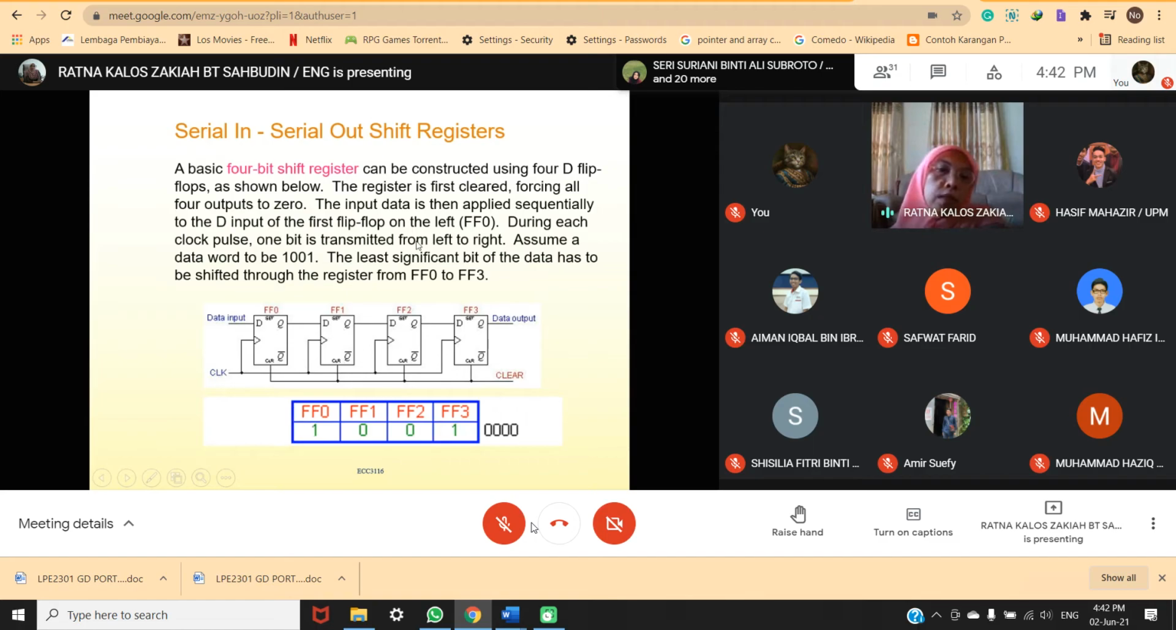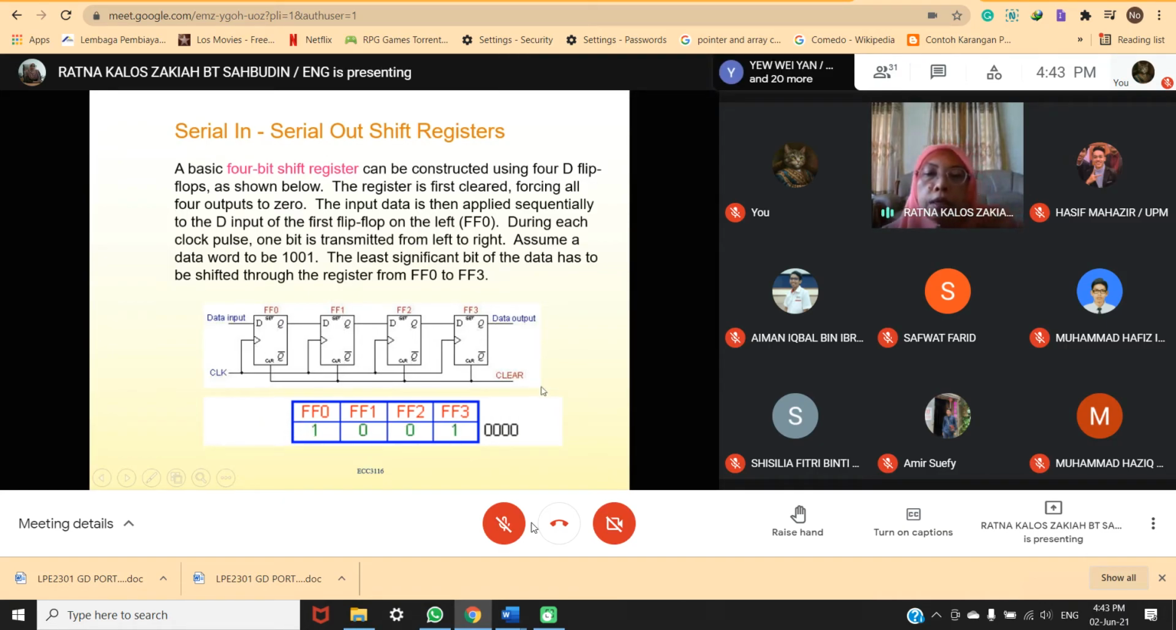So assume a data word to be 1001. The least significant bit of the data has to be shifted through the register from FF0 to FF3. Okay, so this is for 4 bits.